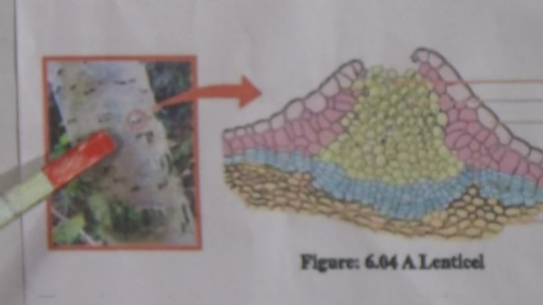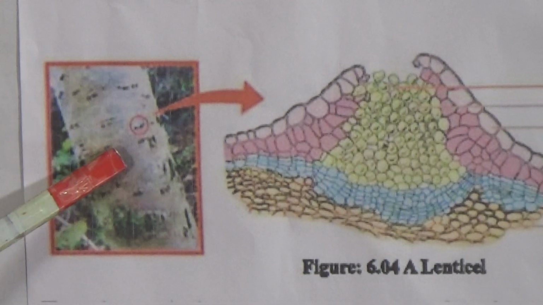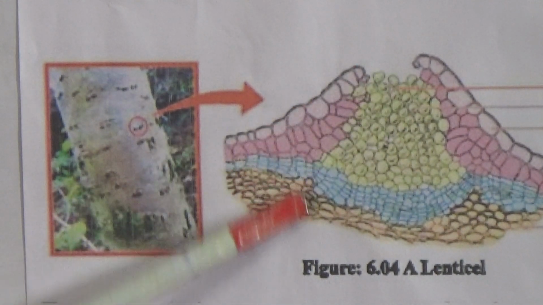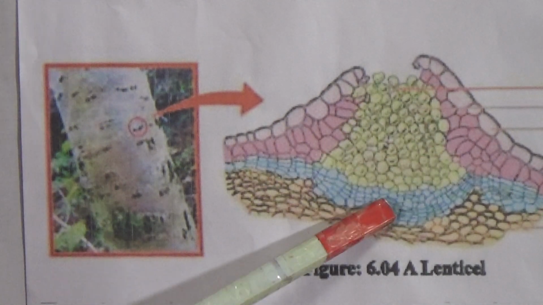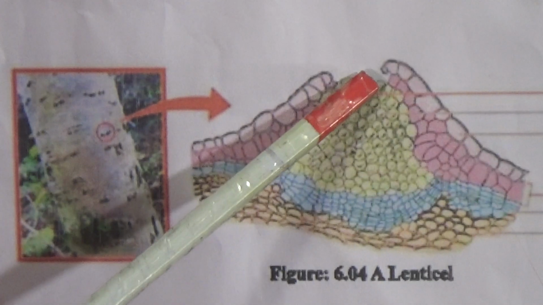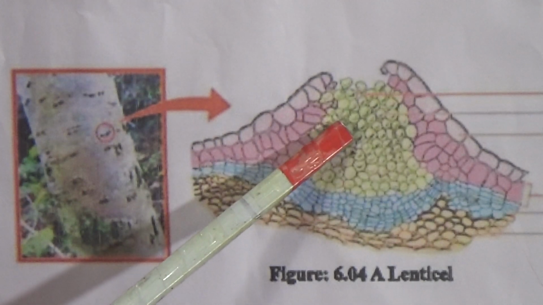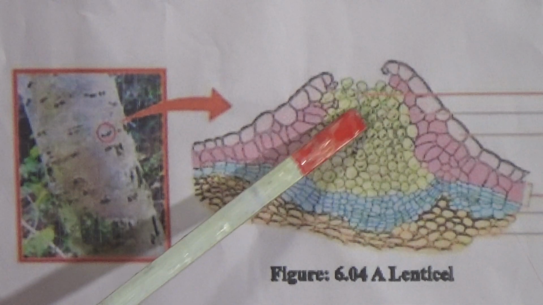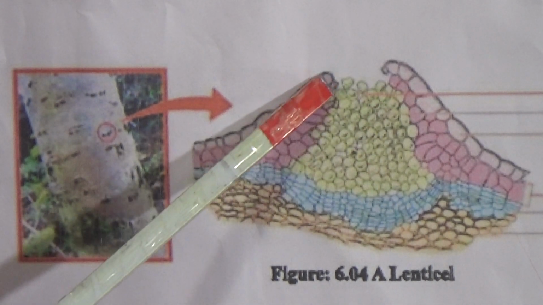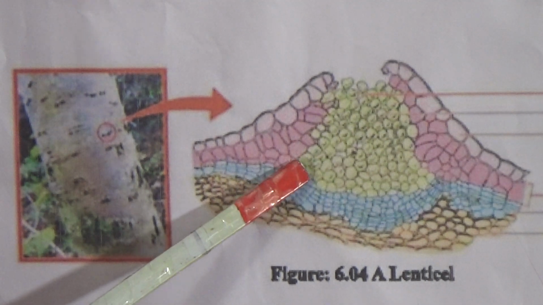Look at this picture. This is the bark of the tree. In the bark of the tree there are some pores, called lenticels, and the lenticel looks like this. This is the microscopic figure of the lenticel. In it there is a pore. When water evaporates from the bark through the lenticel in the transpiration process, it is known as lenticular transpiration.